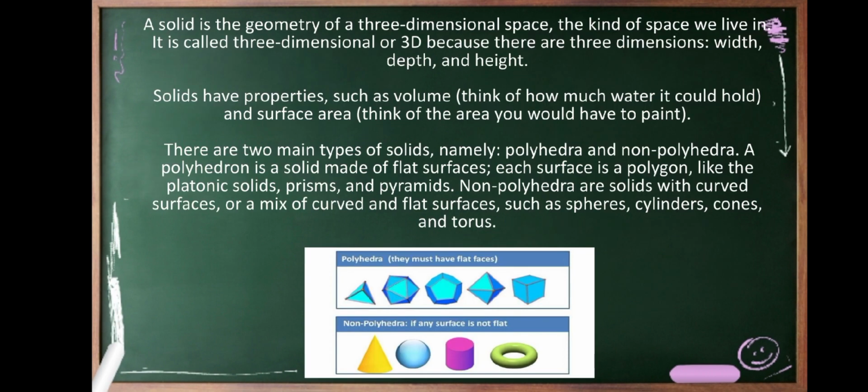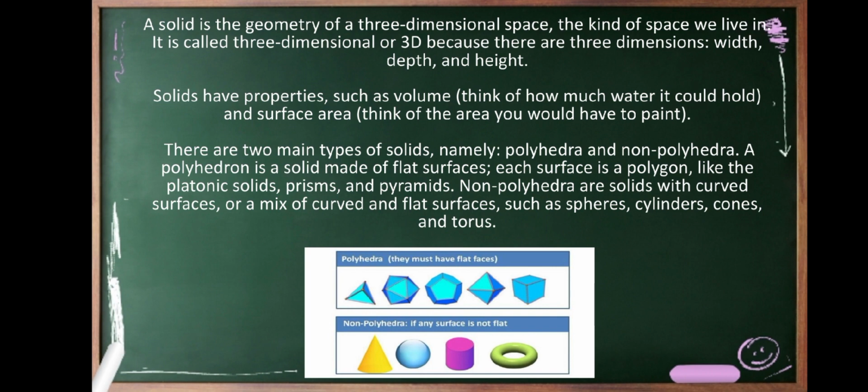A solid is the geometry of three-dimensional space, the kind of space we live in. It is called three-dimensional or 3D because there are three dimensions: width, depth, and height. Solids have properties such as volume. Think of how much water it could hold. And surface area. Think of the area you would have to paint.